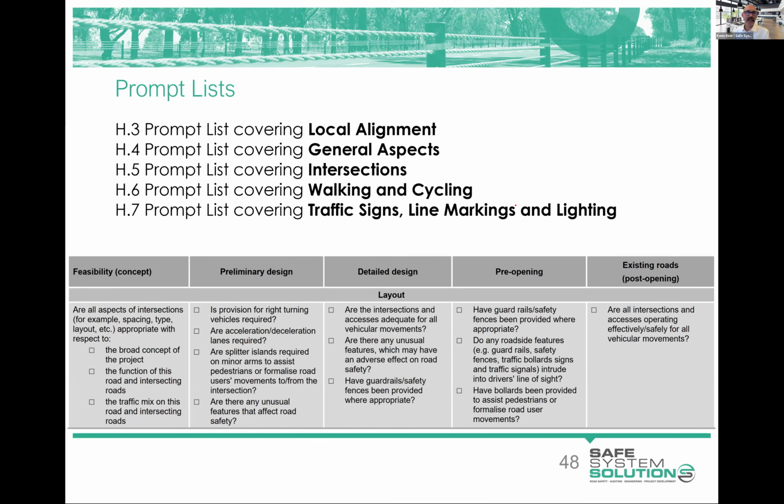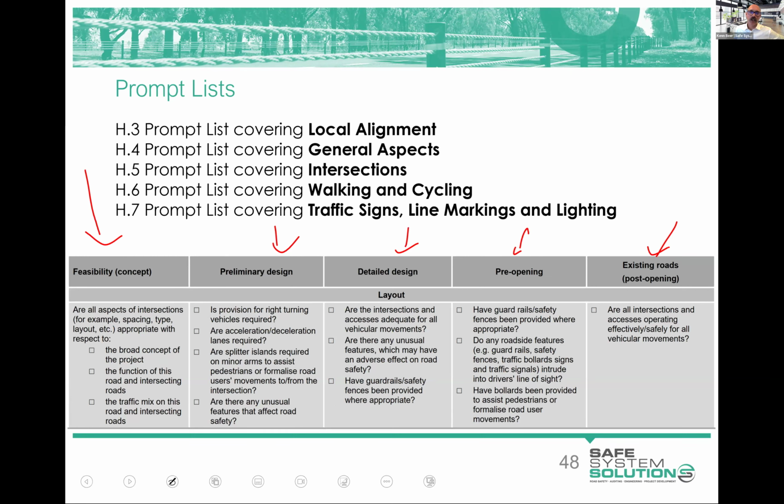Then there are these 5 prompt lists, and you'll see them. So we've got H3 to H7. Local alignment, general aspects, intersection, walking and cycling, signs, line marking, and lighting. So for each of these lists, you can see there that there is a column for feasibility, preliminary design, detailed design, pre-opening, and existing roads post-opening. So you are then able to go through these and use these to prompt a bit of thinking.